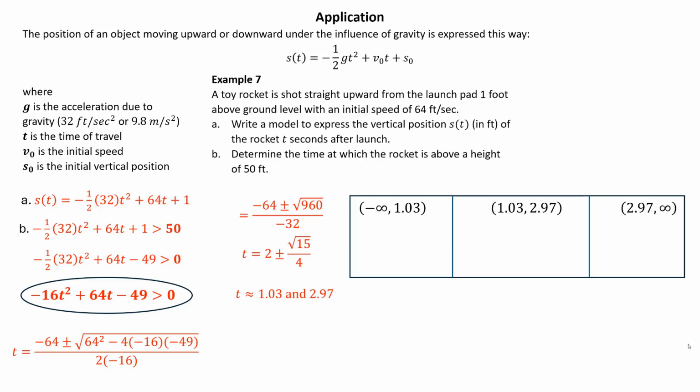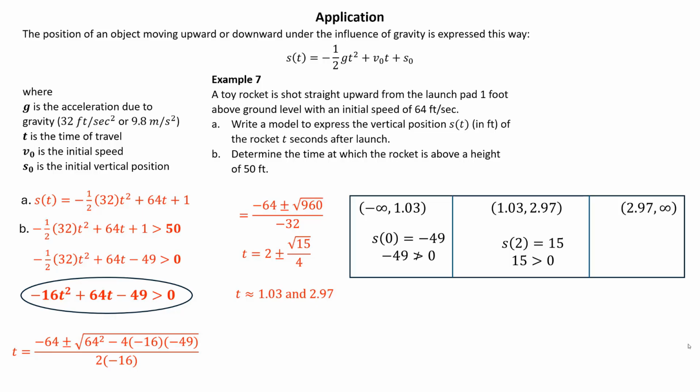So from negative infinity up to 1.03, we picked 0 to check because it's in that interval. s of 0 is negative 49. So that interval is not part of our solution. From 1.03 to 2.97, we can test s of 2. We can try 2 because that's in that interval. If we put that into the equation, we get s of 2 is 15, which is greater than 0. So that's definitely an interval where this function is greater than 0.